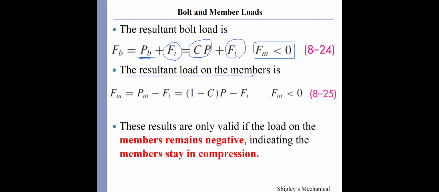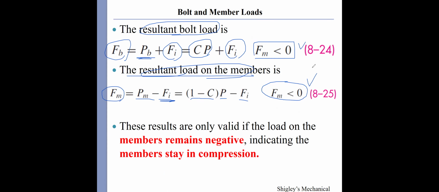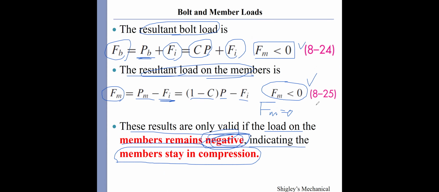And the resultant load on the member equals FM, right? Equals to PM minus FI, equals to 1 minus C times the P minus FI. Okay, and both of these, the resultant bolt load or the resultant member load, the FM has to be smaller than 0. Why? These results are only valid if the load on the members remains negative. That means that's the 0, indicating the members are still in compression, right? So if this FM equals to 0, that means these members have been separated, taken apart.